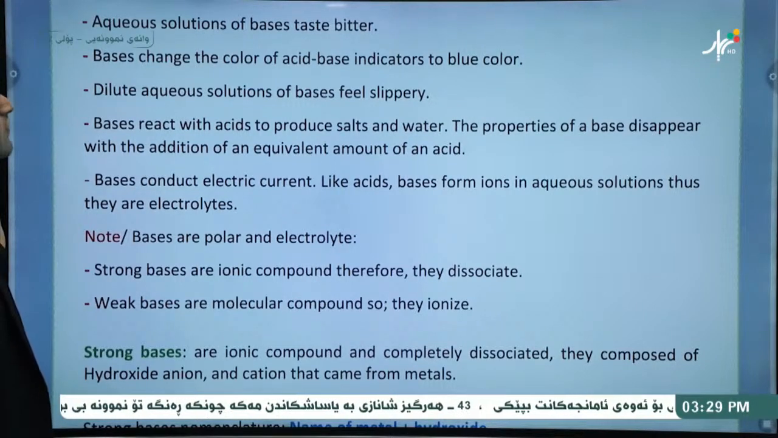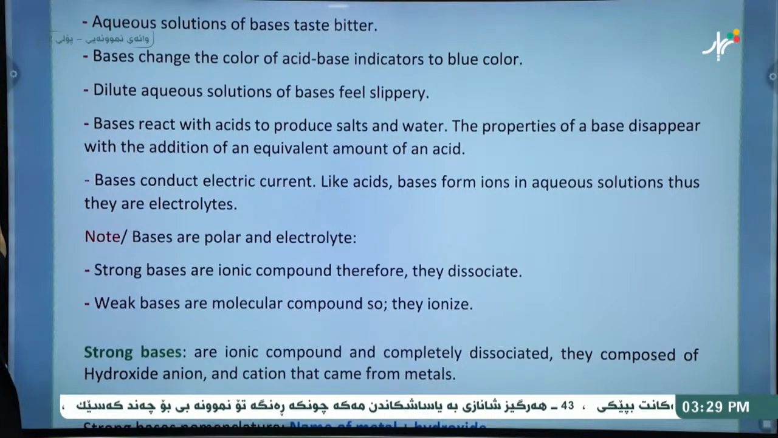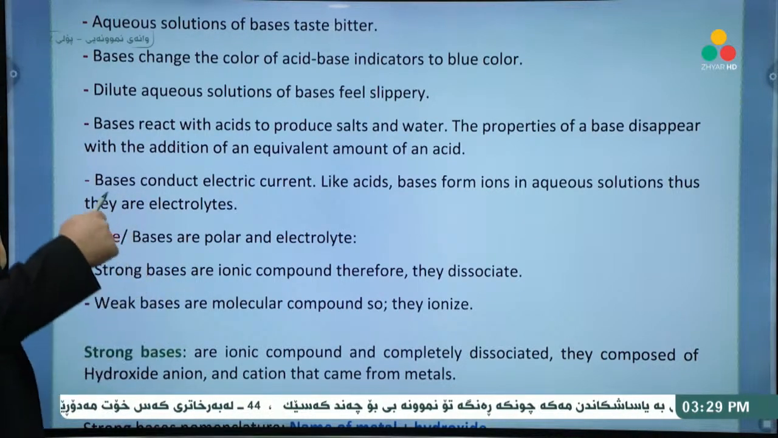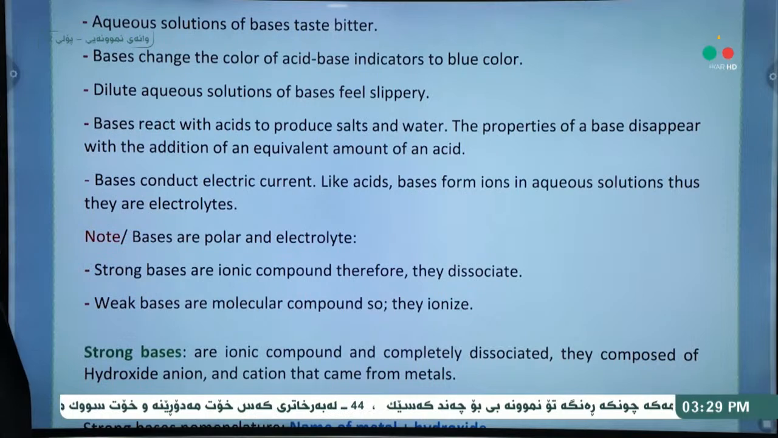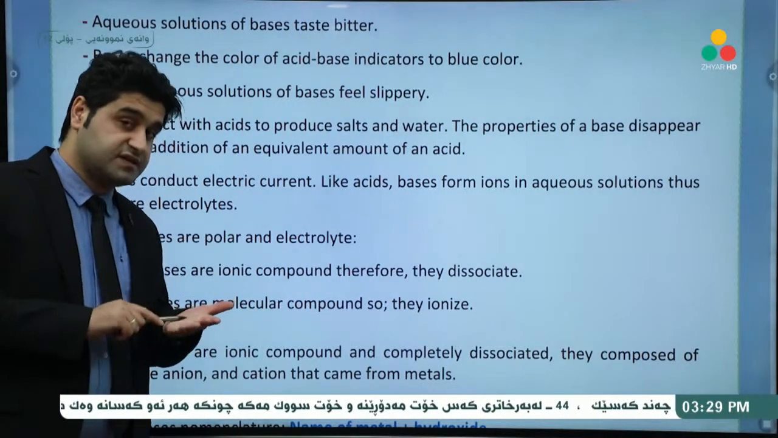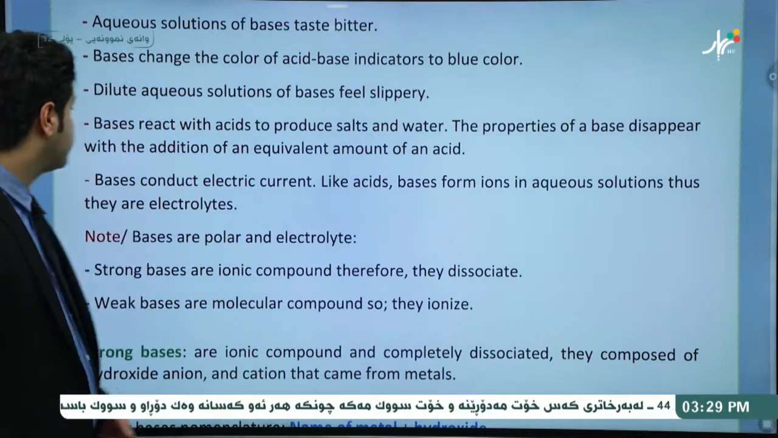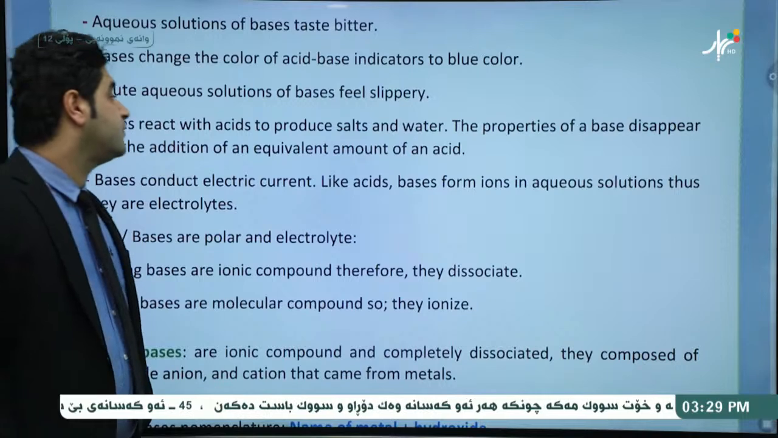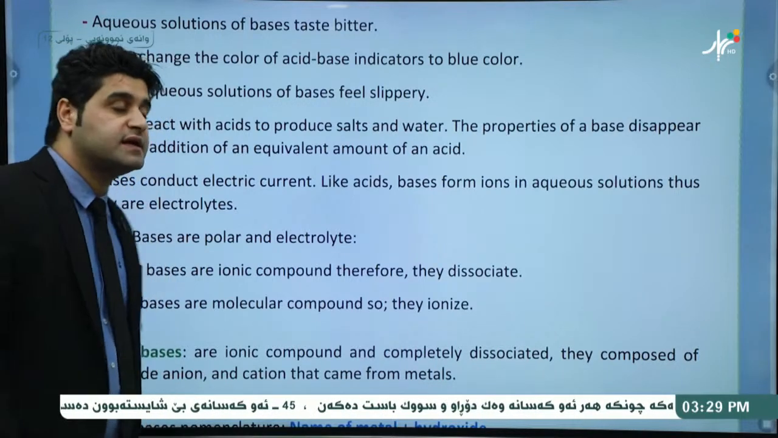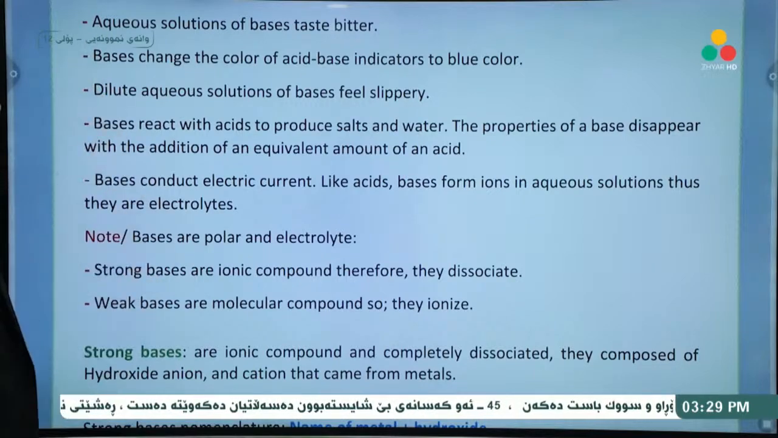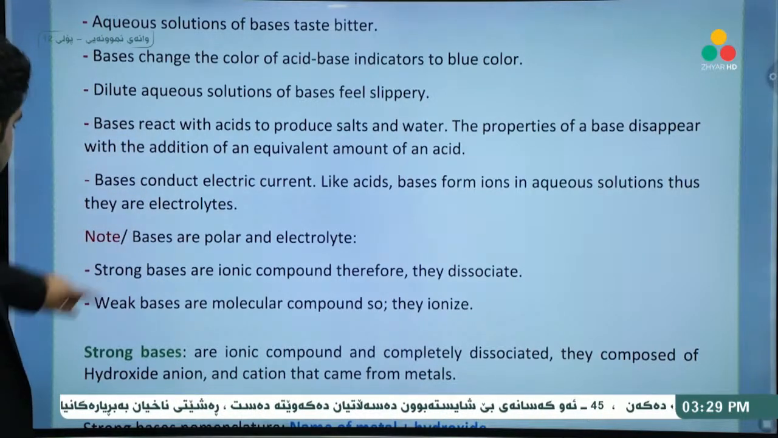Bases change the color of acid-base indicator paper to blue, but in the acid we have red color, and for the base we have blue color. A dilute aqueous solution of a base feels slippery, which means very smooth, just like soap. Bases can also react with the acids to form salt and water, but when we react them with the acids, these properties will be absent.